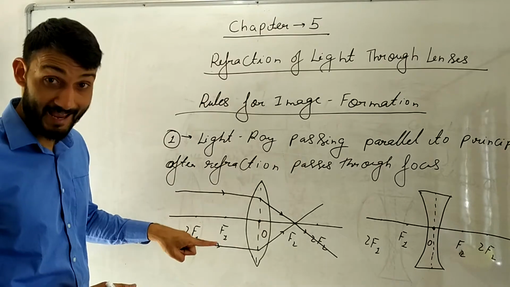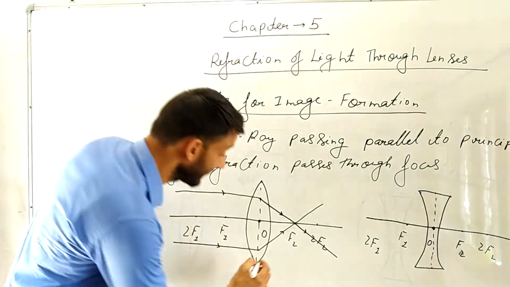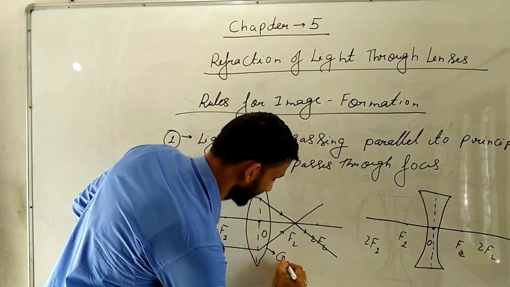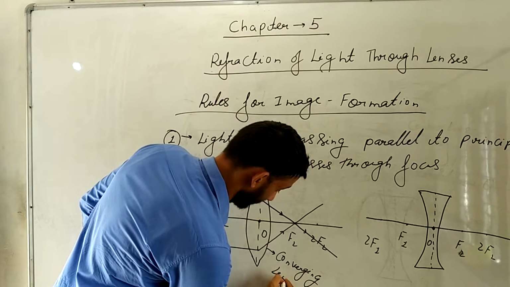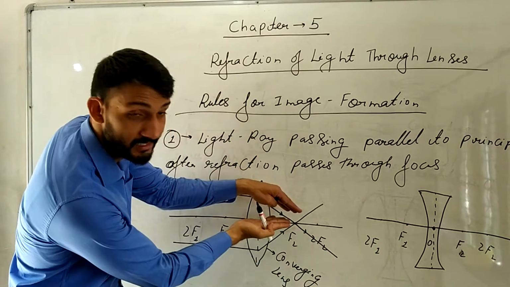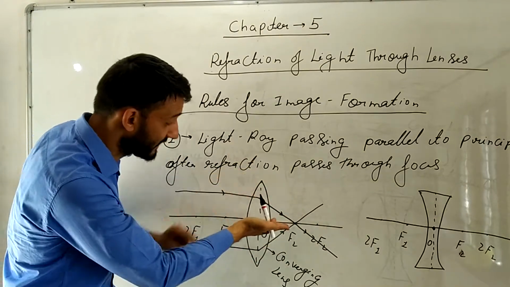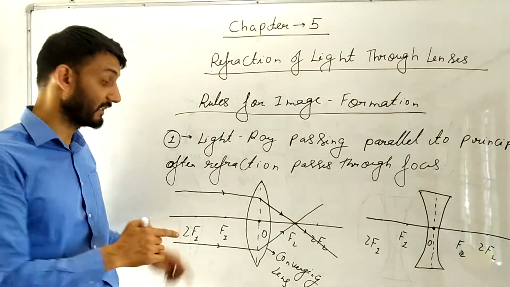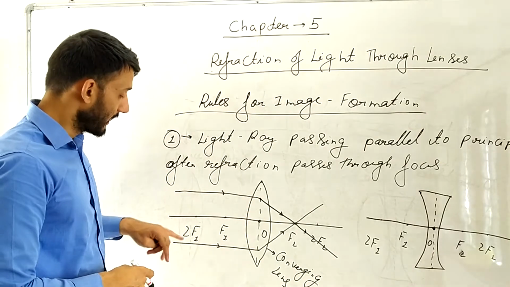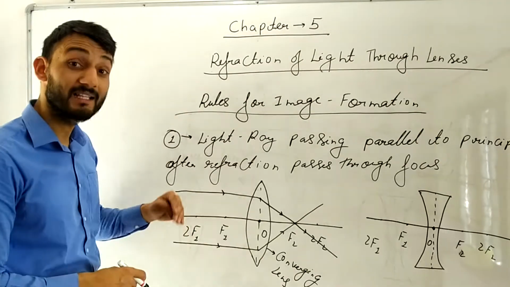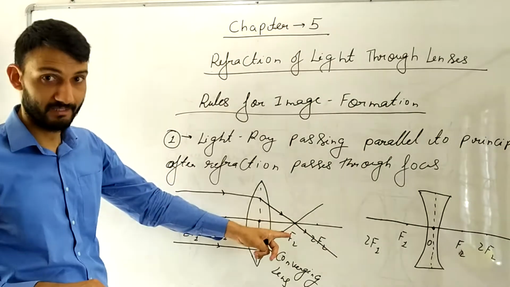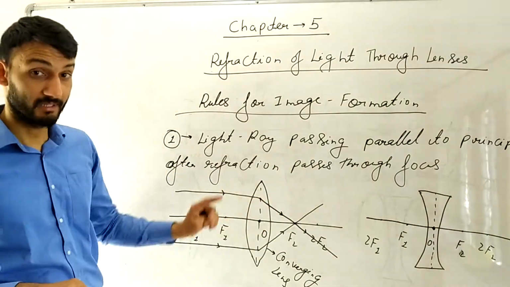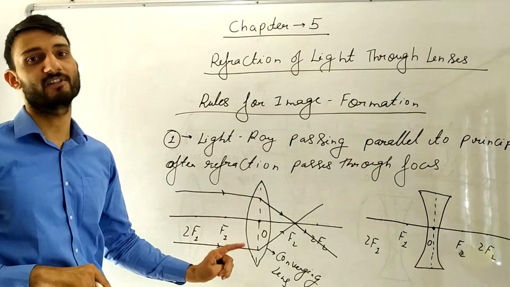Because of this action, this lens is also known as converging lens. Why do we call it converging lens? Because it converges the light ray at a point which is the focus, only if the light ray is coming parallel to the principal axis. Otherwise, it will converge the light ray, but not necessarily at the focus. It may converge it at some other point. But this is a converging lens. It will converge the light ray.